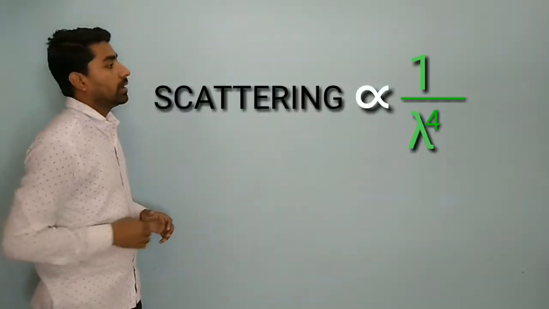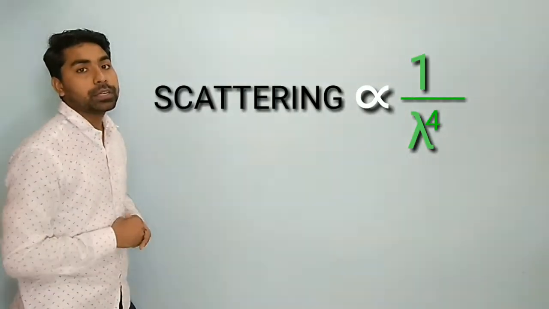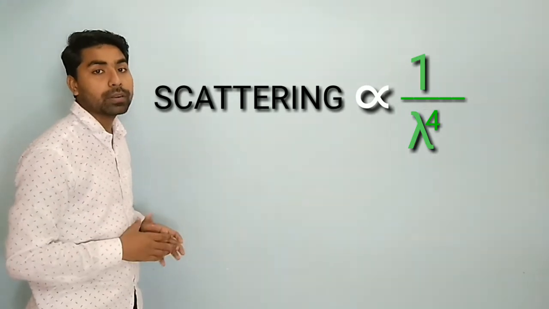So how to see the Rayleigh scattering law? This is called the Rayleigh scattering law: scattering is inversely proportional to the fourth power of the wavelength. Because of this scattering, you are able to see the blue color in the sky. But how does it happen? Just listen again.